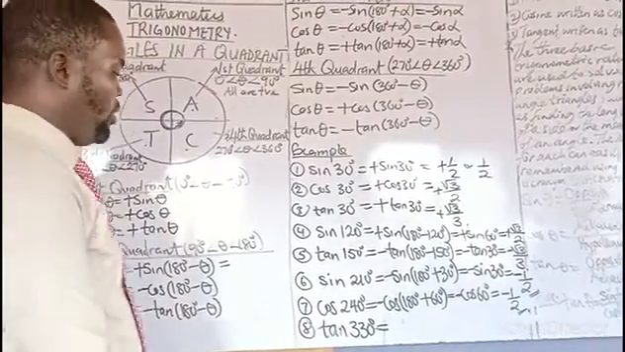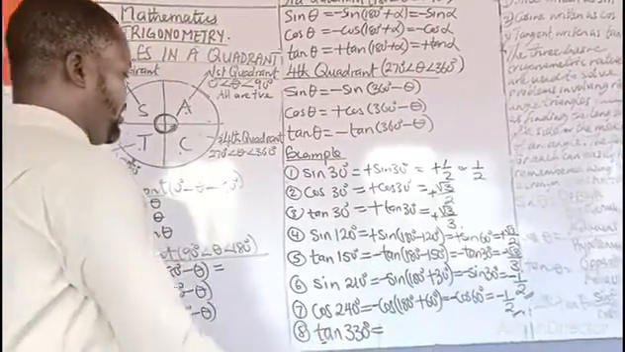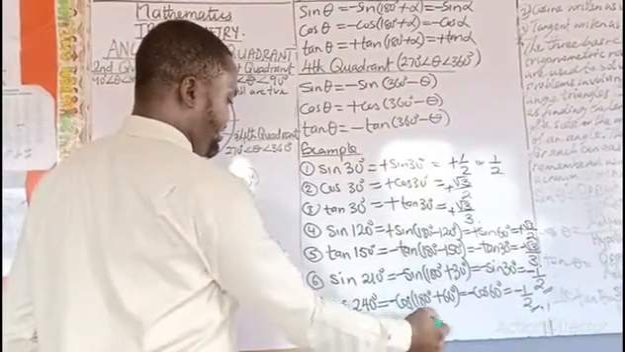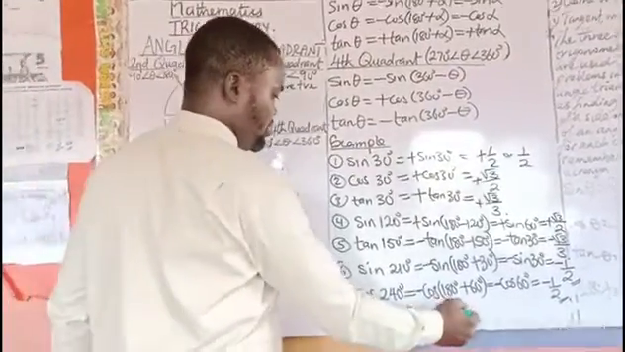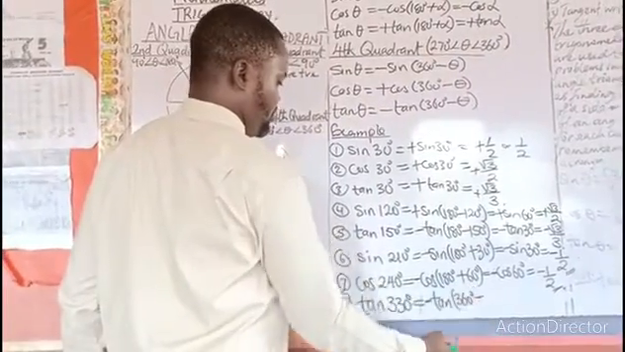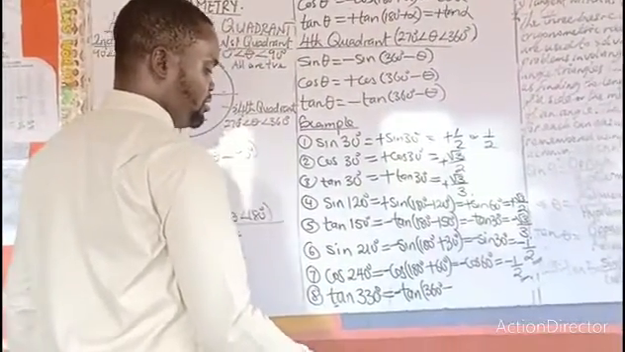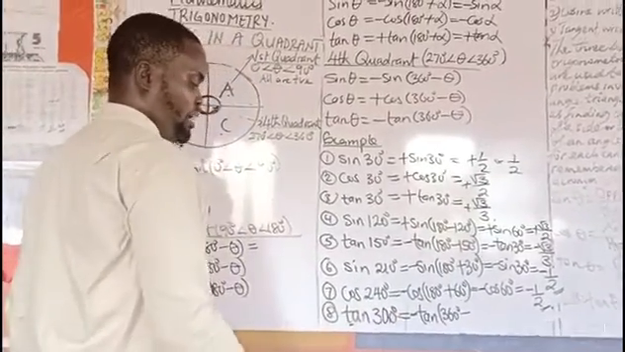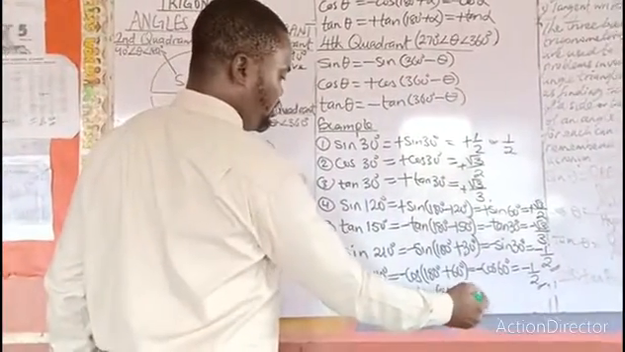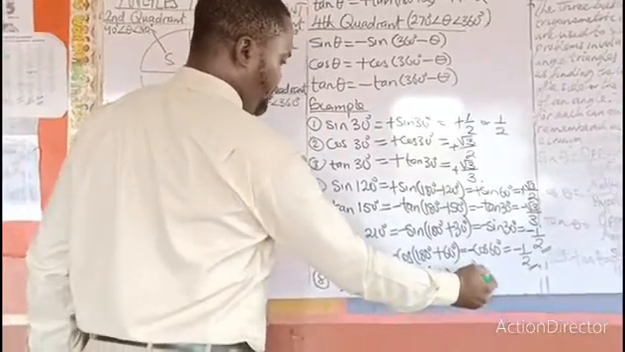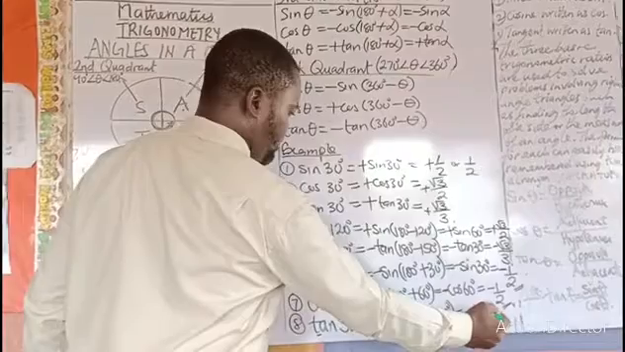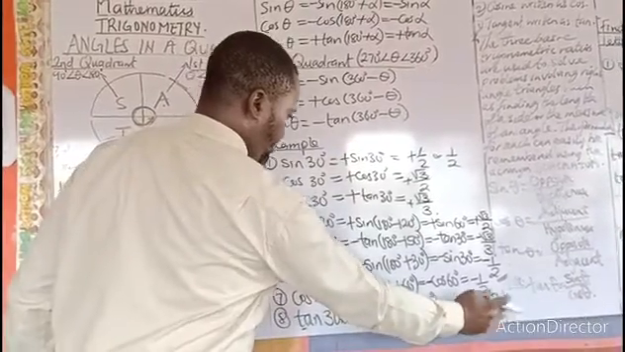Fourth quadrant. So what is tan in that quadrant? Is it positive or negative? Negative. So, minus tan. Minus tan what? 360 degrees minus 330 degrees, or let's say we have 300. So we have 360 degrees minus 300 degrees, and that gives us minus tan 60 degrees.